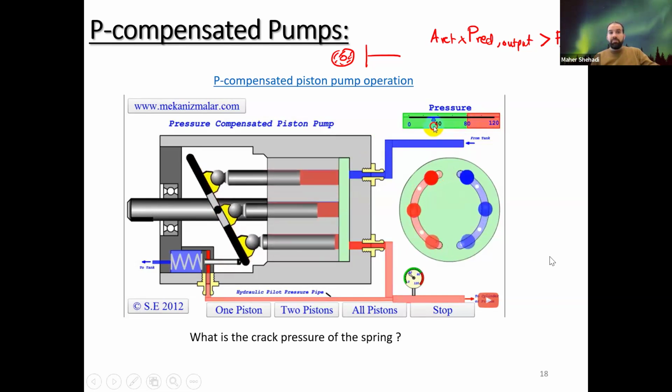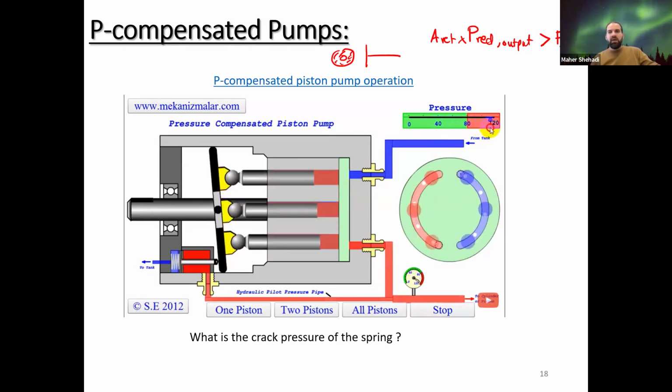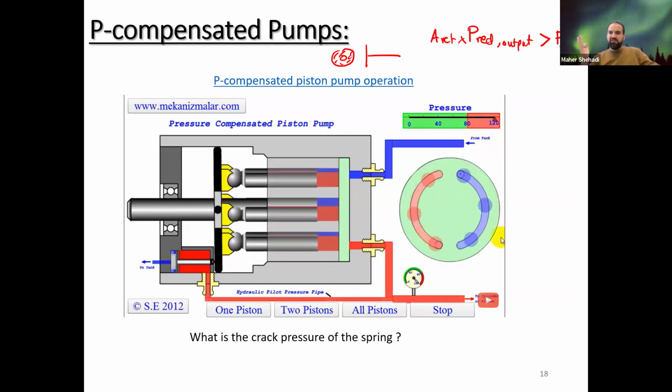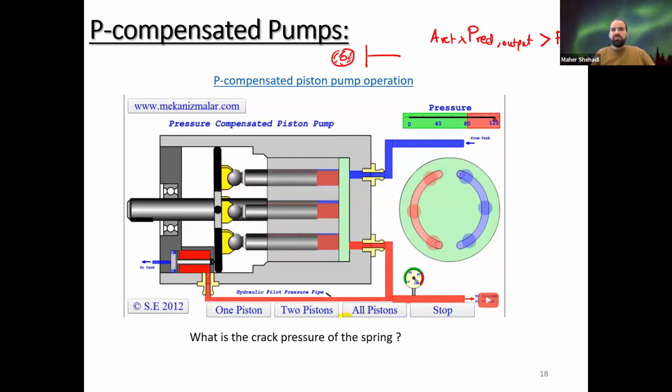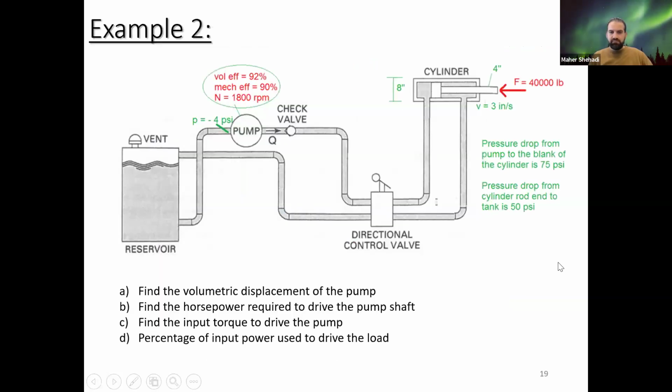So those are called pressure compensated pumps, or P compensated pumps. In order for us to be able to do it, the pump itself has to be variable. That's why I can't have a P compensated pump with a pressure relief valve with a fixed displacement pump. Let's do example 2.